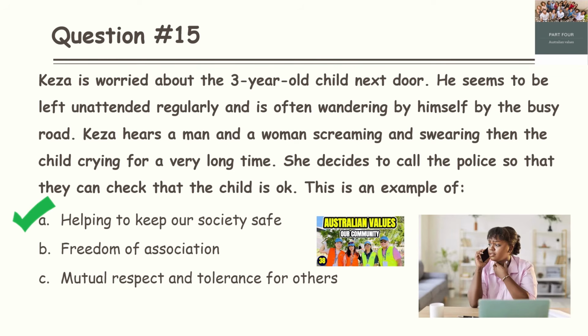A. Helping to keep our society safe. If a person in Australia sees or has knowledge of a child being abused, they should report this to the police to investigate. The police will investigate, and the family may be offered family support services, such as help with parenting skills, financial stress, mental health issues, substance abuse, or domestic violence. An assessment may also be made by Child Protective Services to ensure that the child is in a safe living environment.